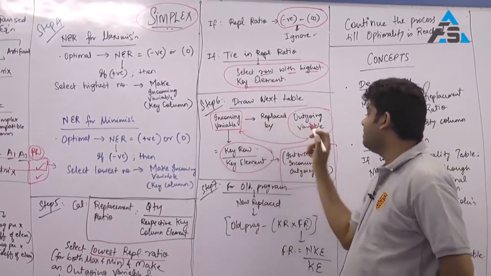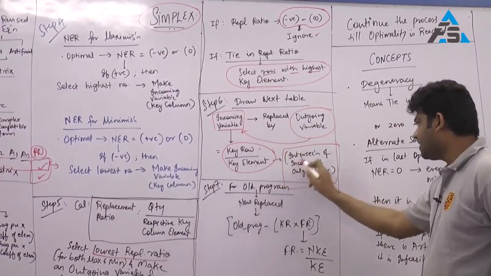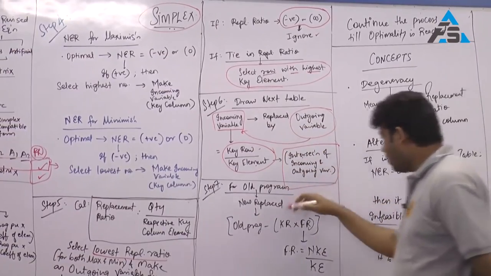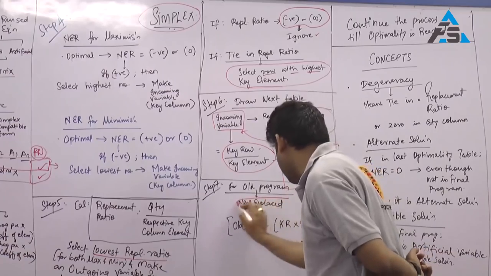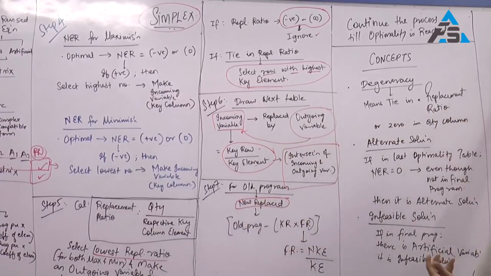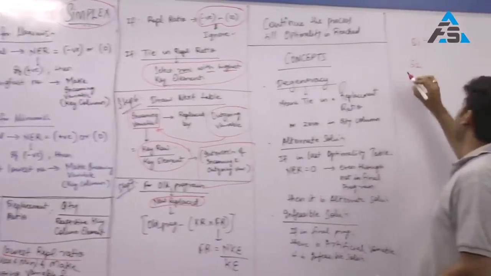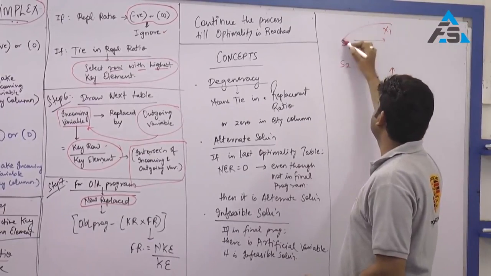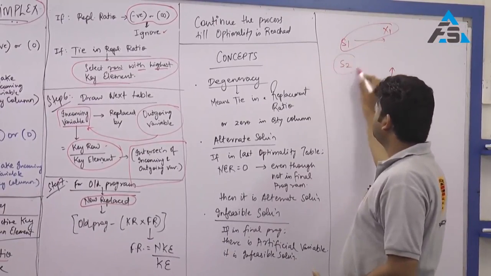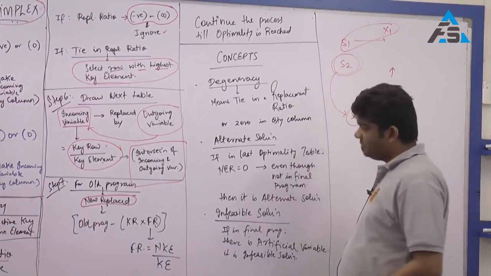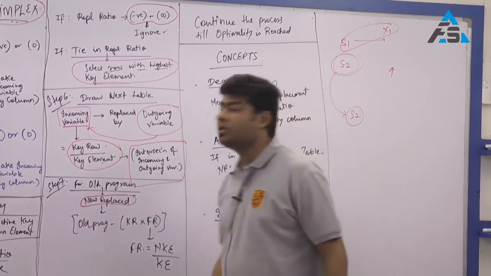So incoming variable replaced by outgoing variable, key row upon key element, intersection of incoming and outgoing variables. For the old program, now replace. So see, there will be two programs. One, say for example S1, one S2. One is because of this outgoing variable, and say there is an incoming variable. So here replacement will be done. This old program will again remain S2, but with some new numbers.